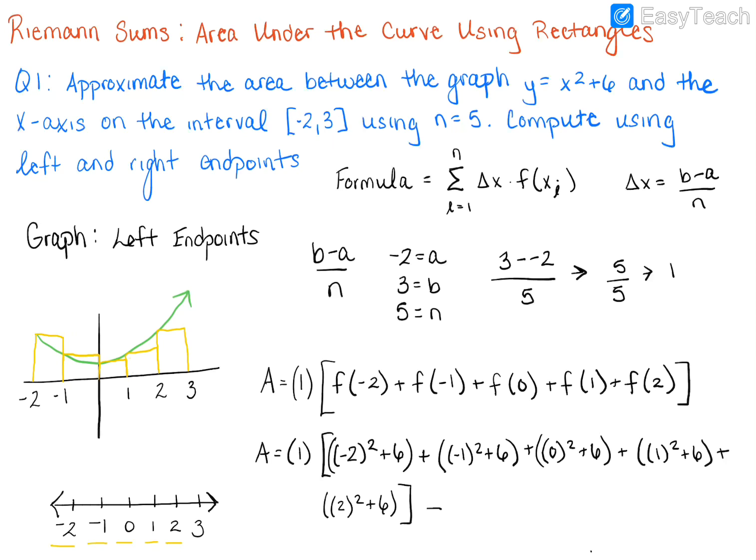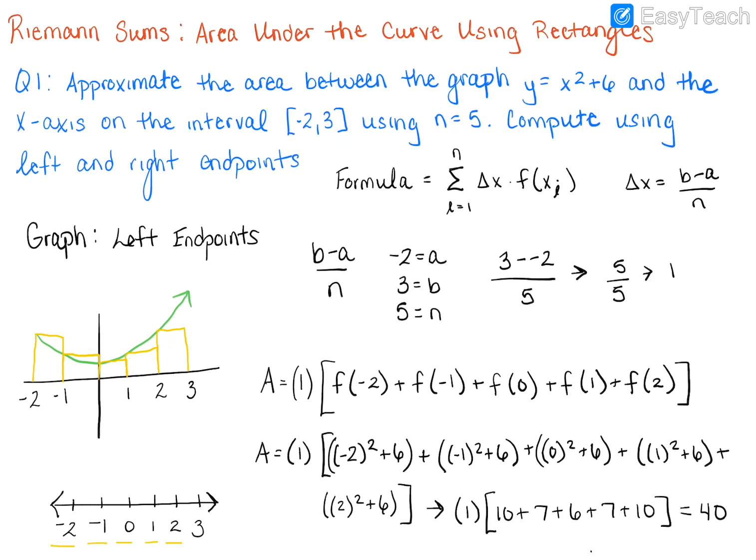So what that actually comes out to is 1 times 10 plus 7 plus 6 plus 7 plus 10, which would equal 40. So in this case, if we want to approximate the area using left endpoints, the area is equal to 40. Now what I want to do for the second part is use right endpoints.